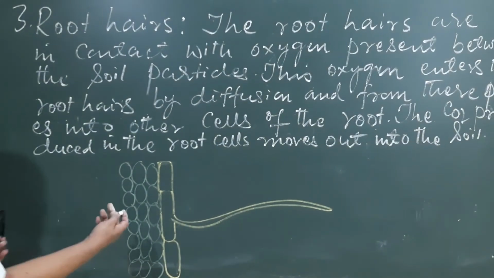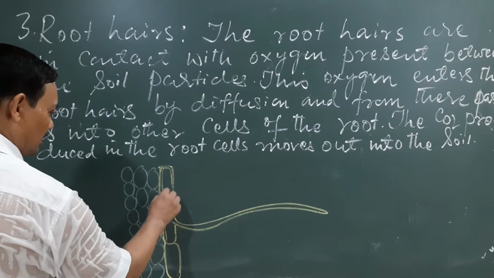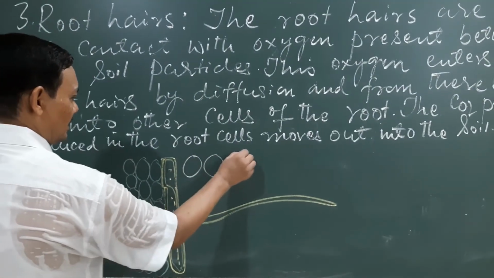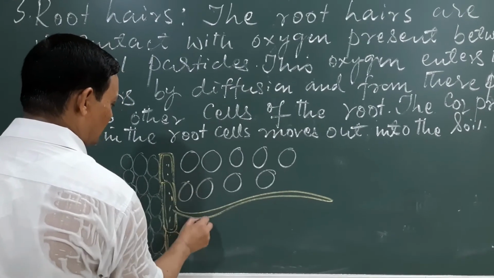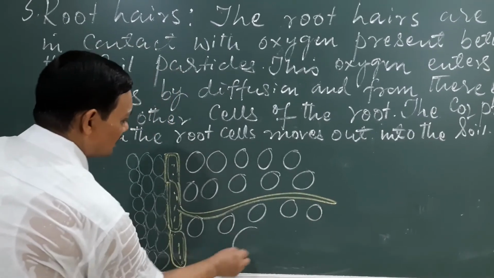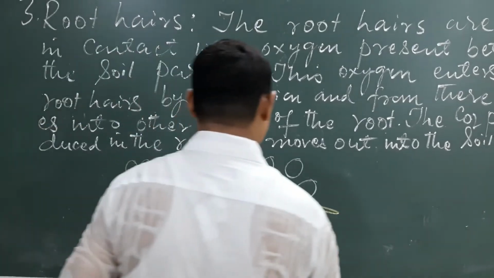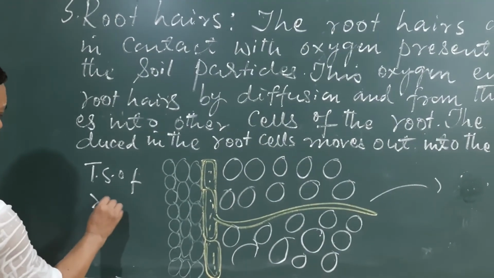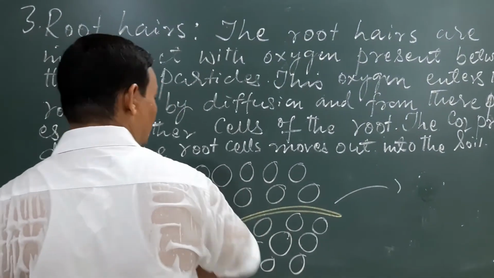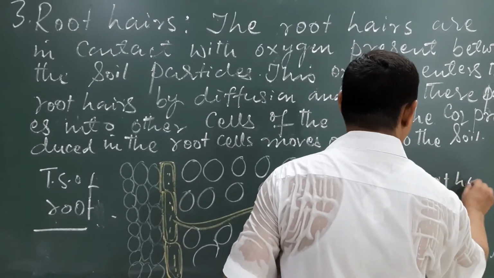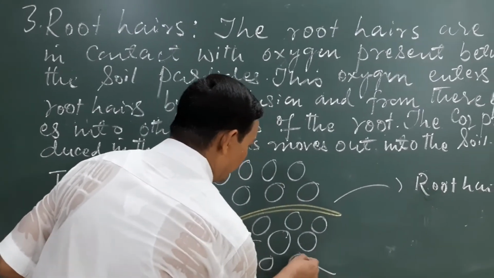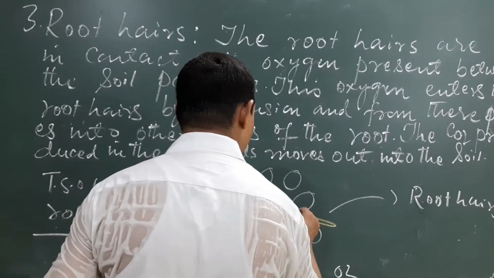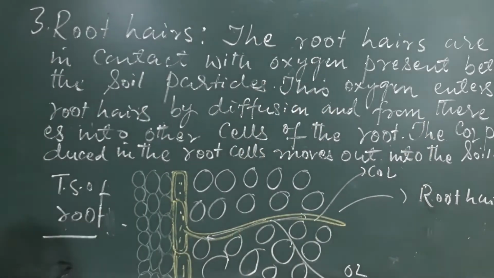So this is a simple diagram of that. This is the TS of root. First write here TS of root, transverse section of root, and here are the root hairs. Oxygen passes in and the carbon dioxide returns back. This is the exchange of gases by the root hairs.